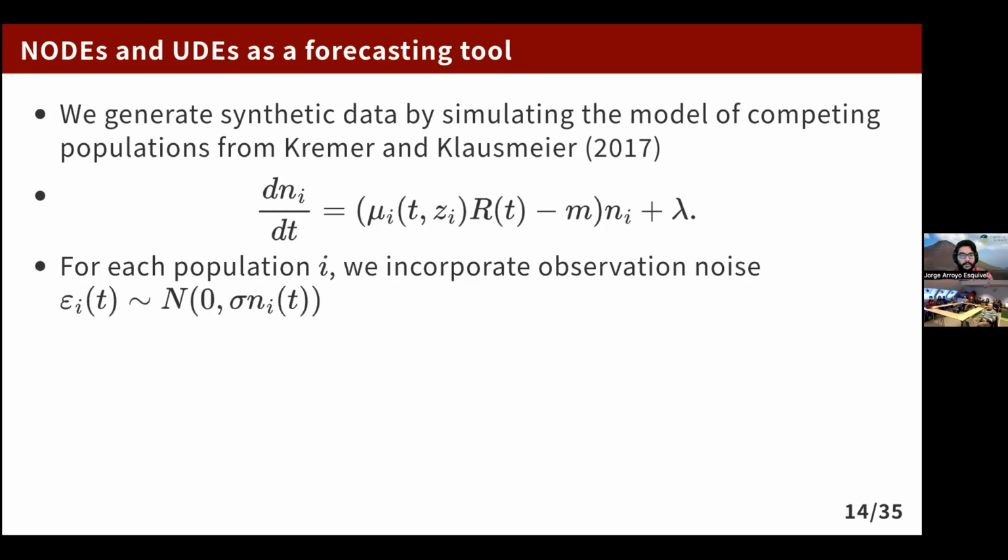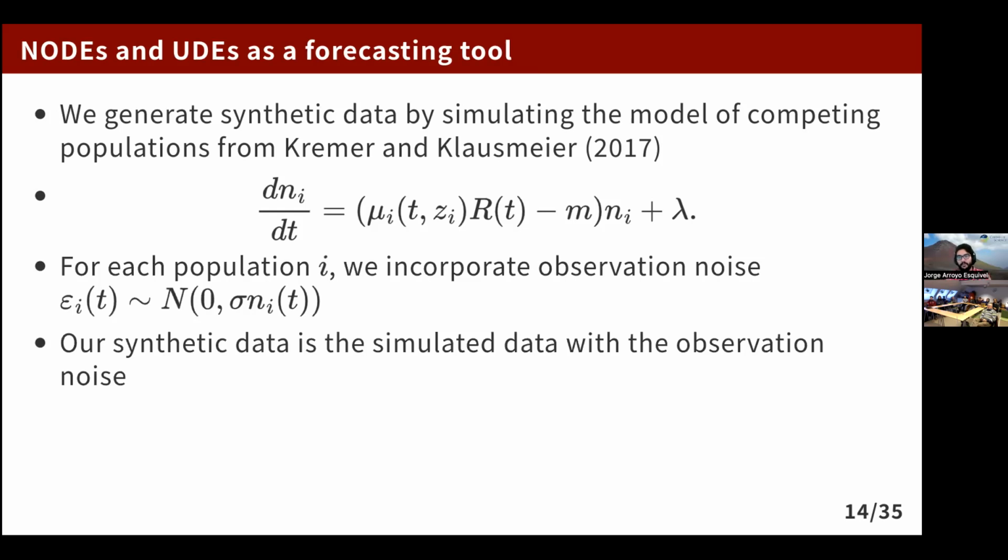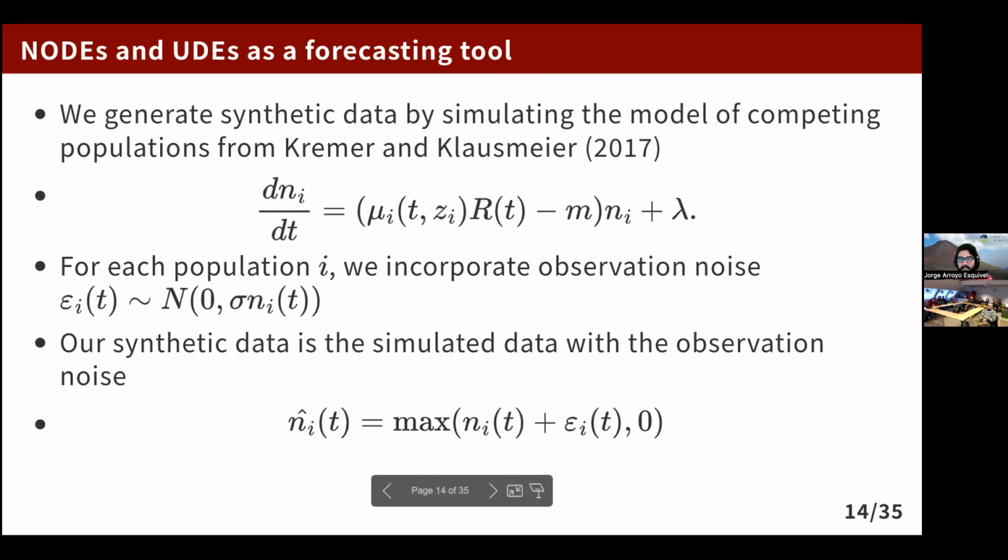We incorporate observation noise using a normal distribution that's proportional to the population density. And this model helps us create synthetic data with observation noise. So the synthetic data that we're going to try to use for forecasting is this N hat. That's the solution of the differential equation plus the noise. And of course, we don't have negative densities in ecology. So if it's smaller than 0, well, we just put it up to 0.